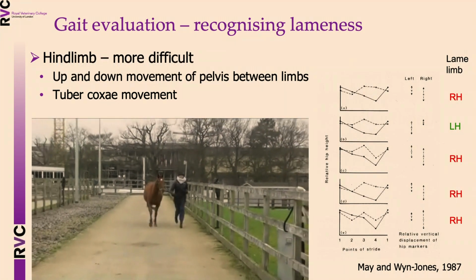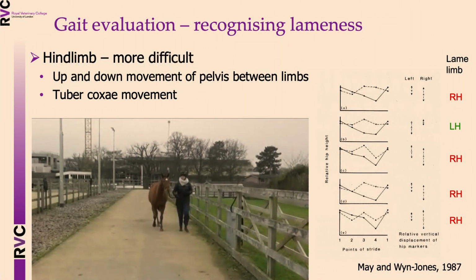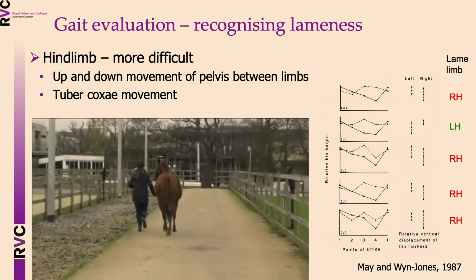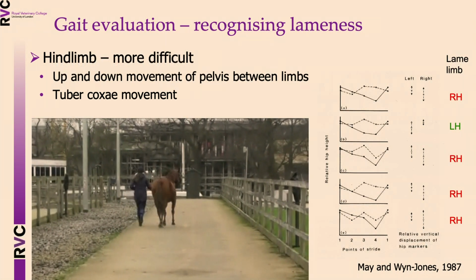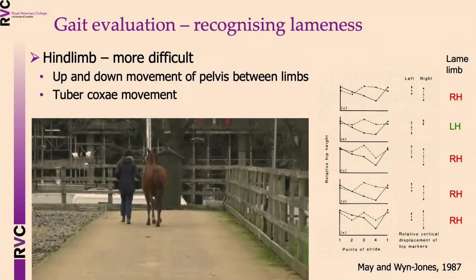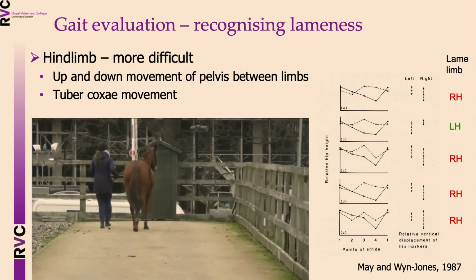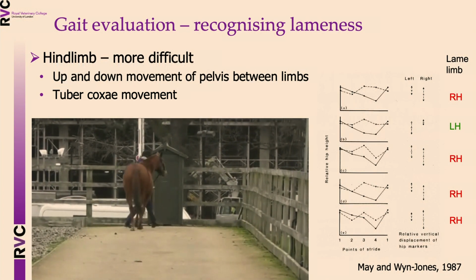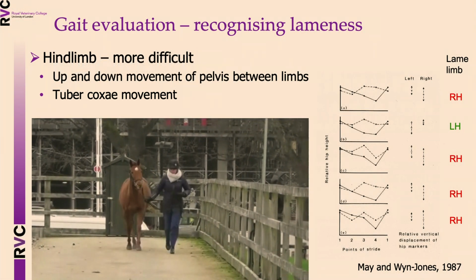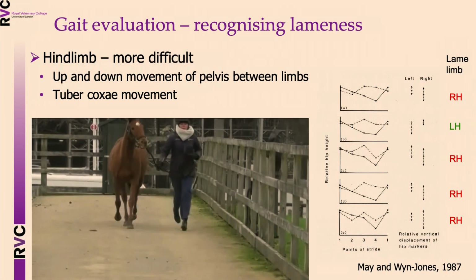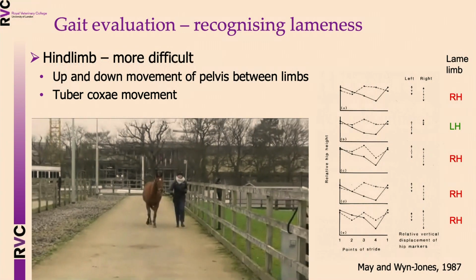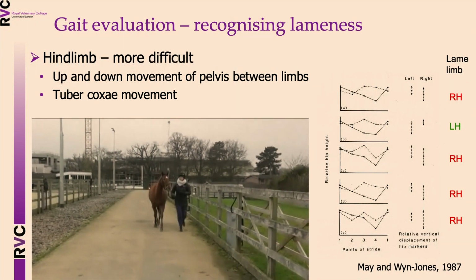And this was laid out in a study many years ago in 1987, which tracked the movement of the tubera coxae with video. And these are 5 different horses showing the individual movements of the two tubera coxae.